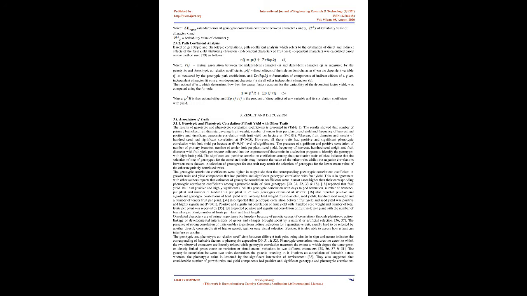Where rij equals the mutual association between the independent character, i, and dependent character, j, as measured by the genotypic and phenotypic correlation coefficients, pij equals the direct effect of the independent character, i, on the dependent variable, j, as measured by the genotypic path coefficients, and the summation term equals the sum of components of indirect effects of a given independent character, i, on a given dependent character, j, via all other independent characters, k.